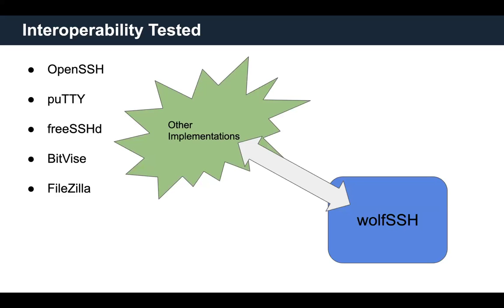Our C software library has been tested for interoperability with other implementations of SSH. Since it's just an implementation of the protocol, it can communicate with other implementations of that same protocol. We've tested interoperability with OpenSSH, PuTTY, FreeSSHD, Bitvise, and FileZilla.